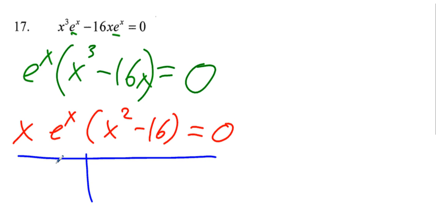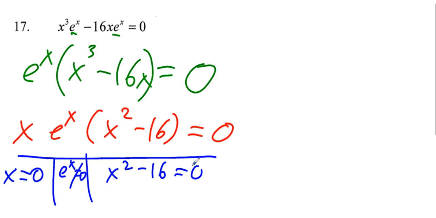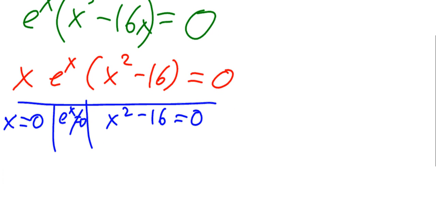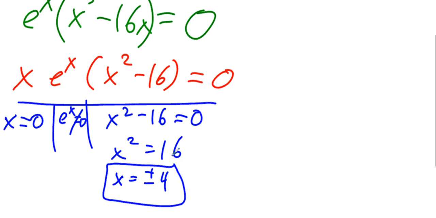Tee it up. E to the x will never equal 0 because of the horizontal asymptote, just like on the last problem. If you set x equal to 0, you get x equals 0. And if you set x squared minus 16 equal to 0, you could have also factored it further. But you get x squared equals 16, which means x equals plus or minus 4. We have x equals plus or minus 4 and x equals 0.